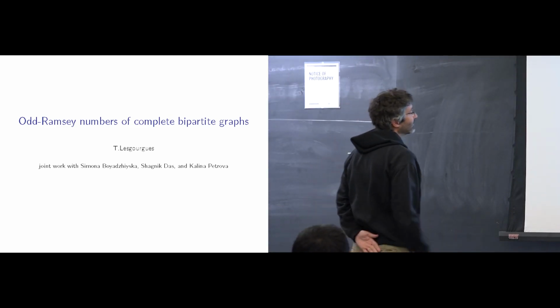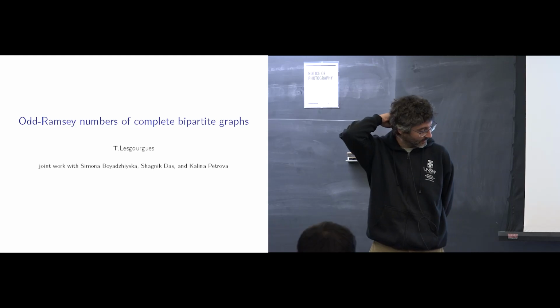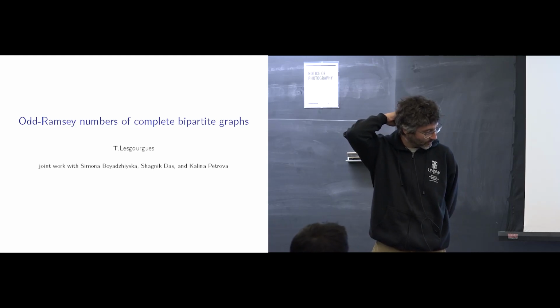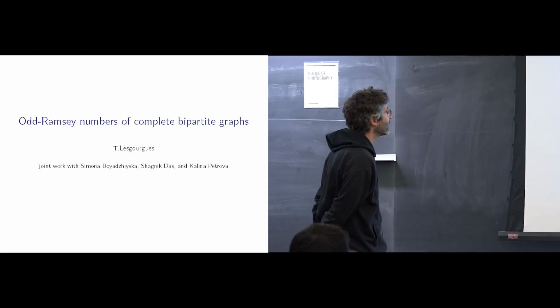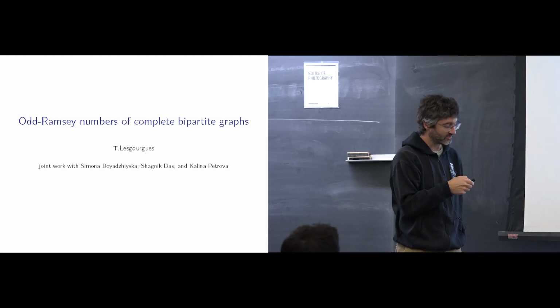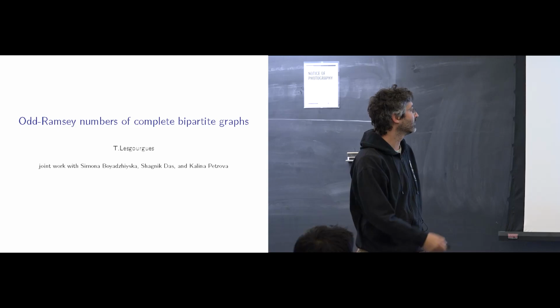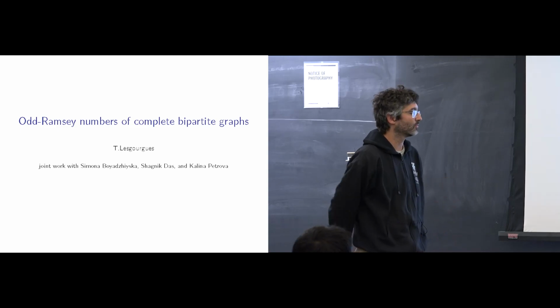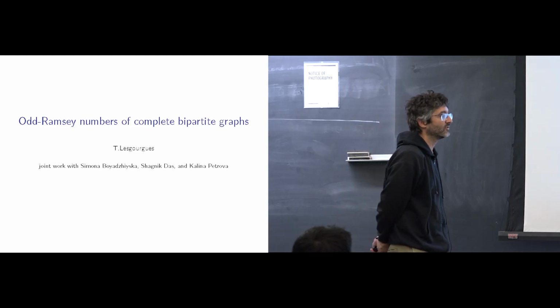So today I'm going to talk about a topic in Ramsey theory. Not really what I'm doing now with Luc, but a topic we started working on while I was in Sydney with some of my co-authors. It's joint work with Simona Boyadjiska, who is a postdoc now, she moved to Budapest with the Rényi Institute; Shagnik Das, a professor in Taiwan, he moved recently; and Kalina Petrova, a postdoc in Vienna.